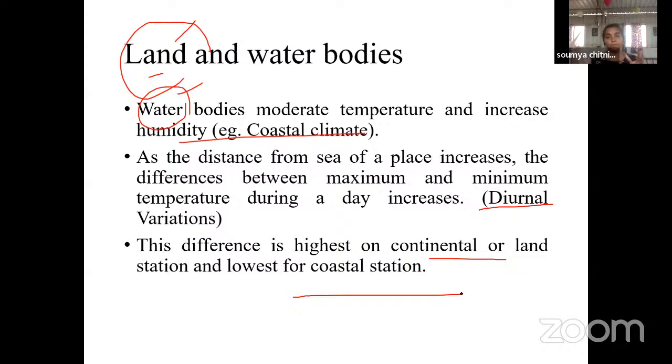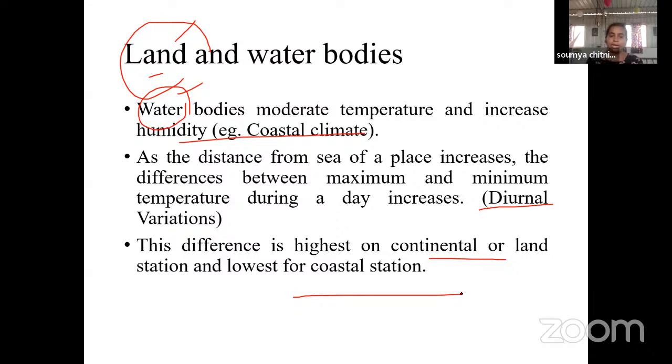But when it comes to the inner part, other than the coastal area, we may find 30 degrees Celsius during the day, but during the night we may find something like 18 degrees Celsius. So there is quite a vast difference between day and night, the diurnal variation, in the land compared to nearby water bodies, right?